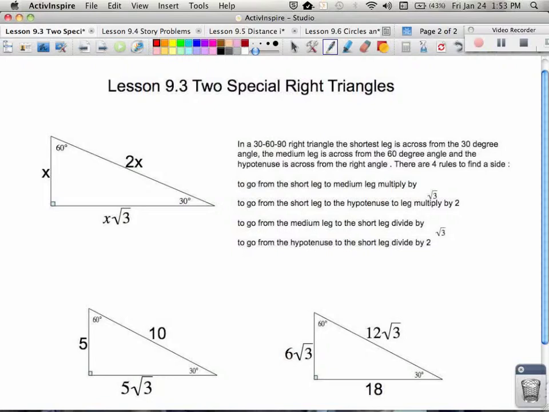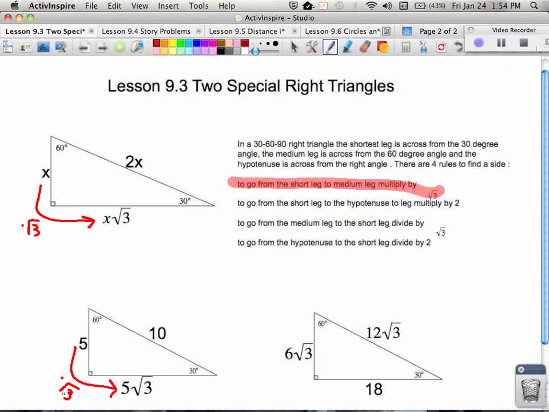The first rule that I like to talk about is what happens when you go from the short leg to the medium leg, here evidenced in red, so short to medium. When I'm going from short to medium, what occurs is I take that short leg and I multiply it by the square root of 3. And so you can see over here that what's happening is I'm multiplying by the square root of 3. X turns into x times the square root of 3. 5 turns into 5 times the square root of 3.